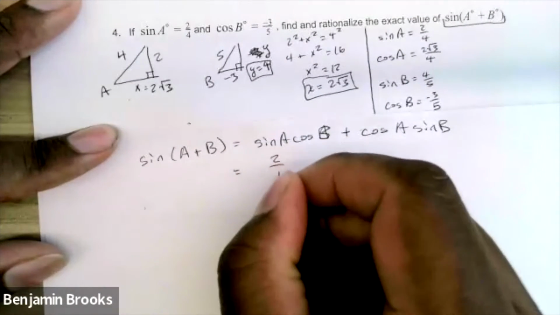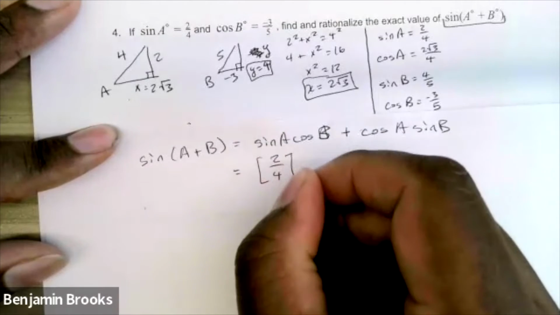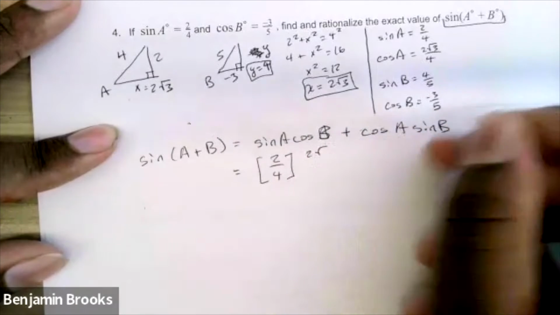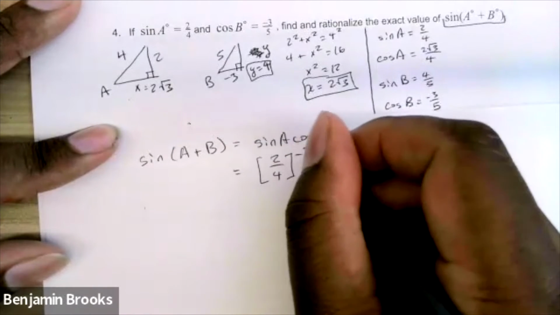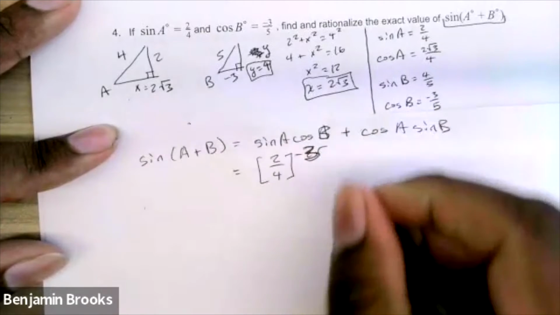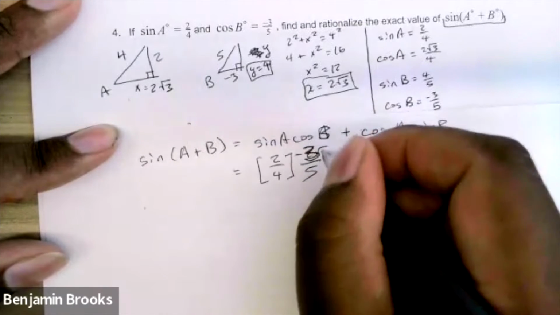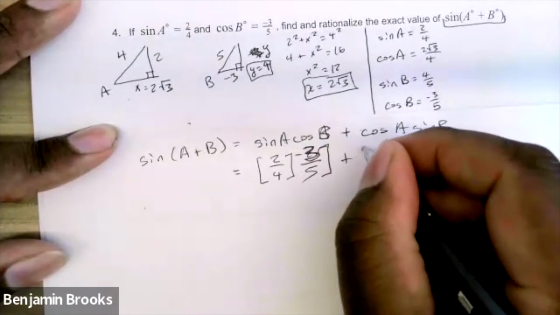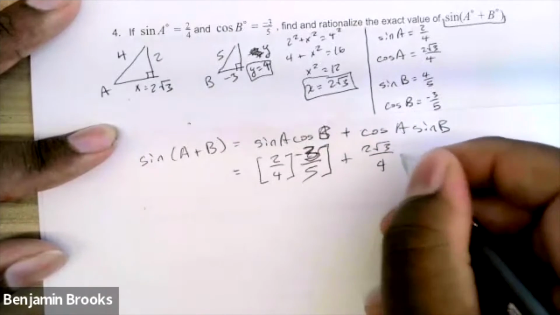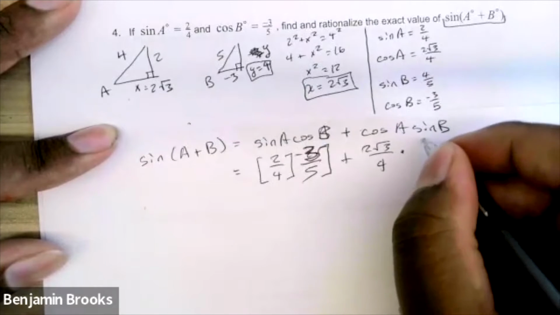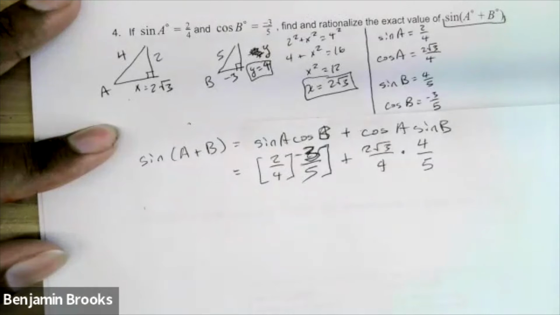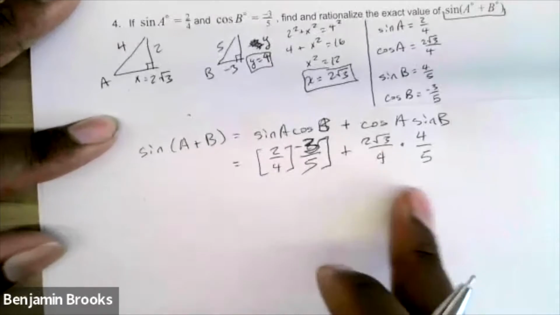So you went with 2 over 4, which you could reduce to 1/2, but it doesn't really matter right now. And then we've got -3 over 5. This is what happens when you're talking and trying to do math at the same time. Cosine A is 2√3 over 4 times sine B is 4/5. All right. So that's a mess, but we're going to clean it up.